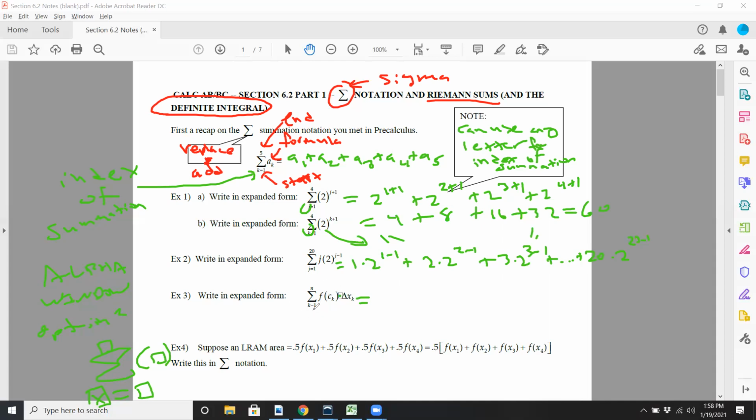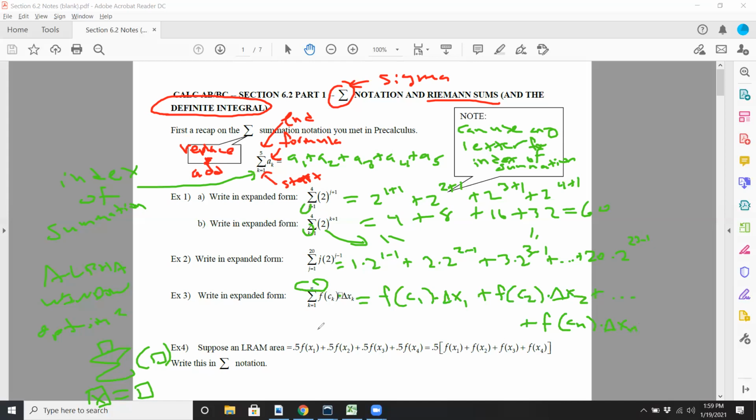So this is what we're going to be working our way towards. We're going to be working at this formula mainly. So here you have n, here you have k equals 1. So you start with f of c1 times delta x sub 1. Then you do plus f of c2 times delta x sub 2. And you keep going until you get to the last term. And we don't know what it is because you have n here. So we'll call it c sub n times delta x sub n.